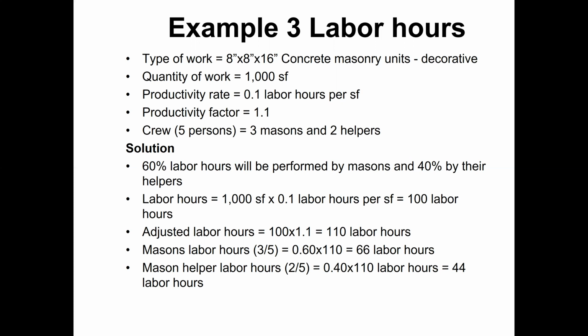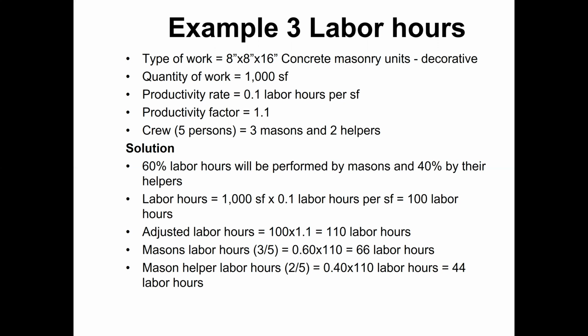The crew comprises 5 people, 3 masons and 2 helpers. So 3 out of 5 is 60%, meaning 60% of the labor hours will be performed by masons, and 2 out of 5 is 40% by helpers. Now labor hours equal quantity multiplied by productivity rate. So 1000 square feet multiplied by 0.1 gives 100 labor hours. That is the standard normal figure, but for adjusted labor hours, we will multiply it by the productivity factor, that is 1.1.